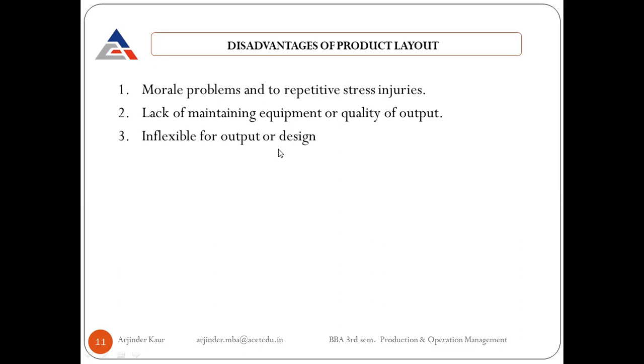Inflexible for output or design, as in the advantages we discussed that this is a rigid kind of system. The machineries once put in a sequence cannot be redesigned or relaid. So this is highly inflexible. This is designed basically to produce a standardized good in large quantity. So we just cannot produce any other good with the help of this particular product layout. It is designed for a particular product. That's why it's termed as product layout.